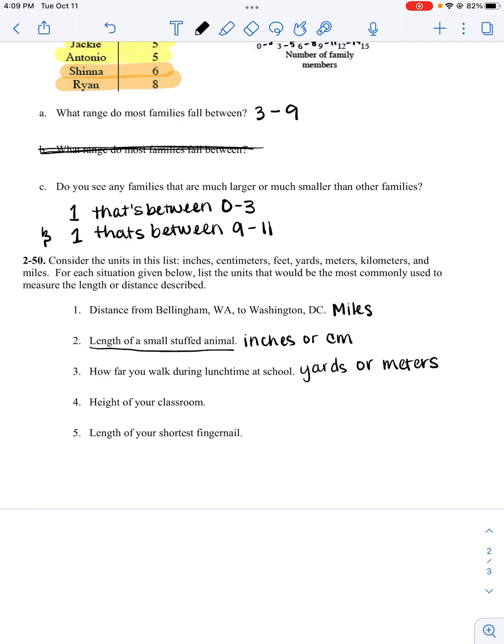The height of our classroom for number 4. Well, I could use feet. I could use yards or meters. Those all make sense. I wouldn't use inches. That's pretty small. Centimeters are smaller. Miles too big. So are kilometers. The length of my shortest fingernail. That's really small. I want my smallest units of measurement, which is inches or centimeters.